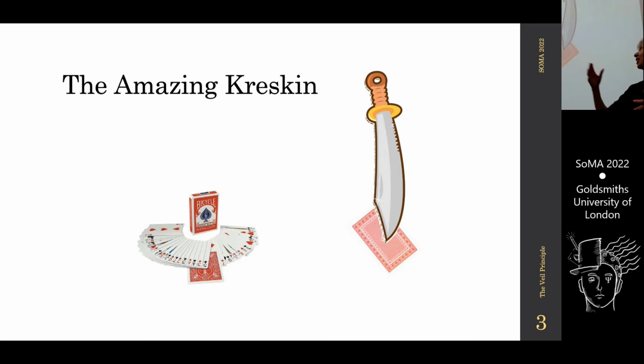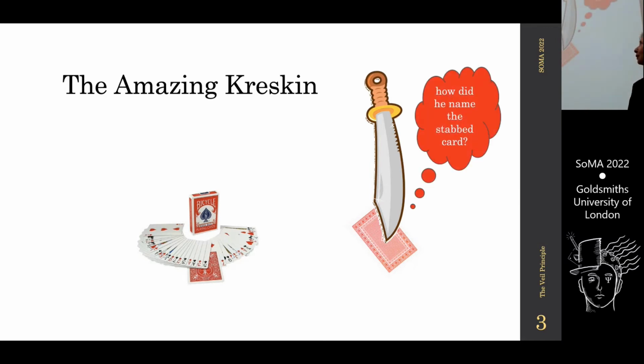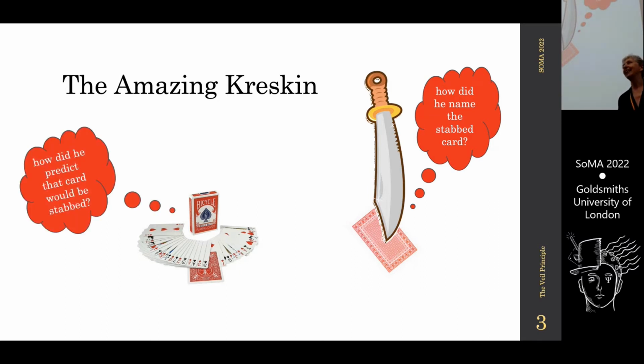And again, if he just named a card and then produced a deck with it turned over, people might think there was something funny about the deck of cards. But in this case, people have trouble putting together the two things. How did he manage to name the stabbed card? And how did he predict which card was being stabbed?